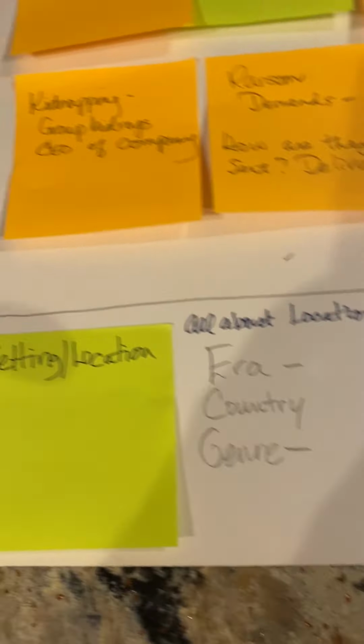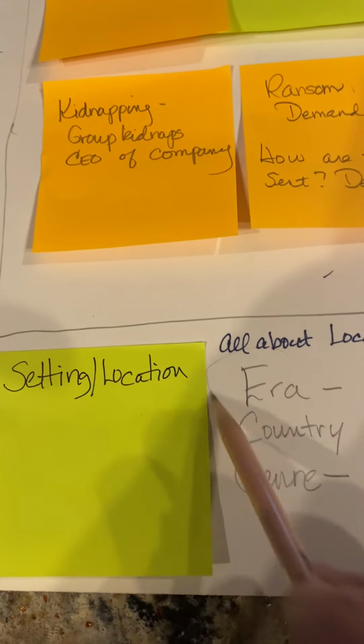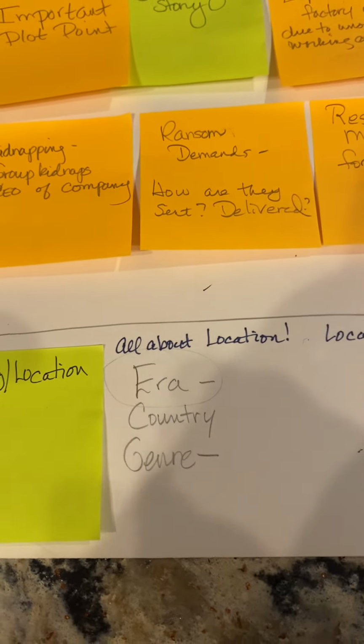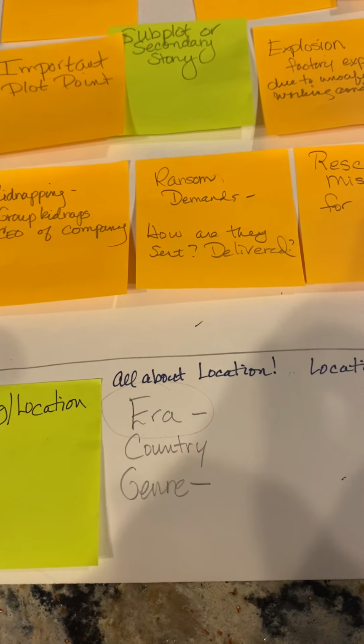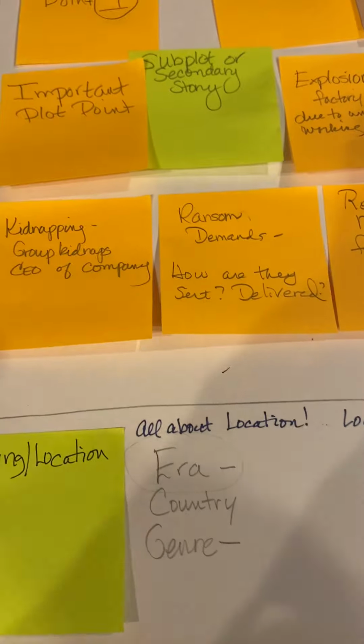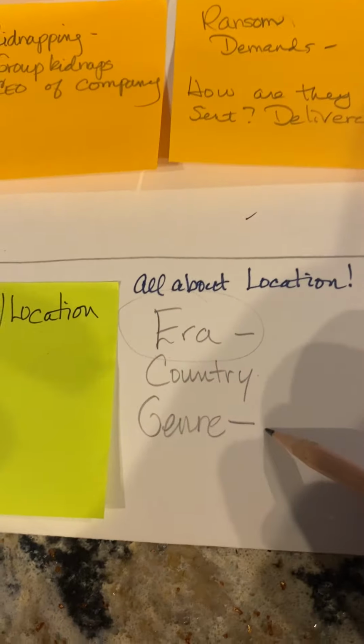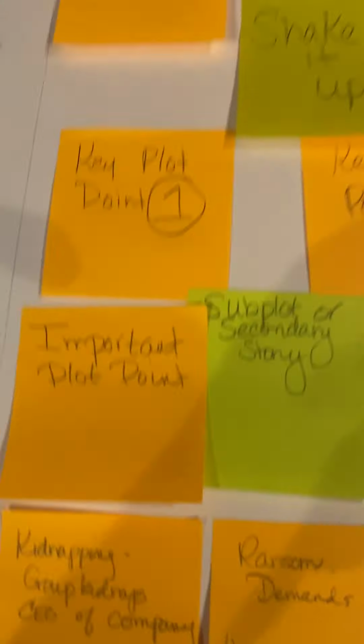And of course, down here is all about setting, location. Location. It's very, very important. We need to know what era your book takes place. Is it modern? Is it turn of the century? Is it Tudor? Is it Regency? Is it ancient? Whatever. I think that's really important. The country, the genre. Okay. So back up here.